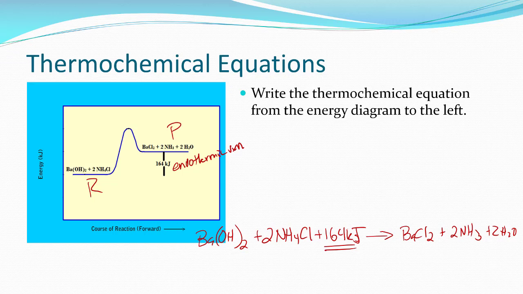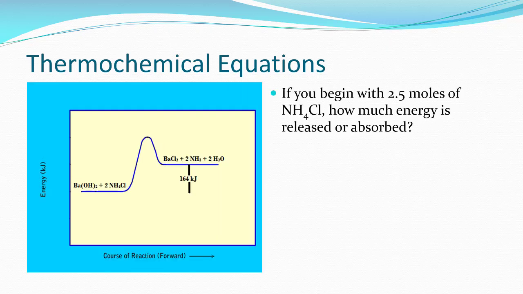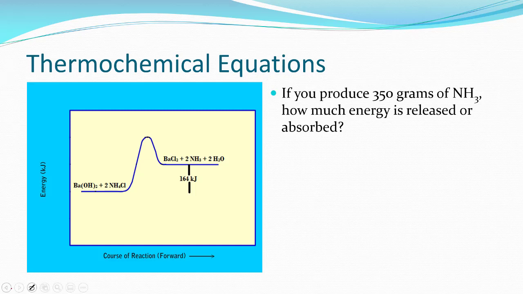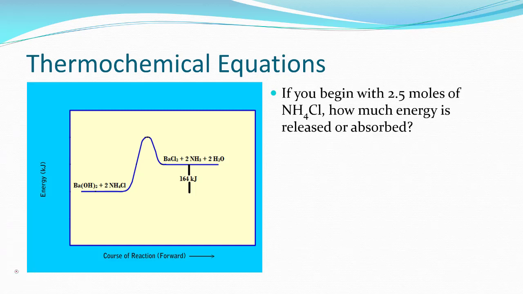So now we're going to use this thermochemical equation in order to answer a couple questions. Okay, so our first question is, if you begin with 2.5 moles of ammonium chloride, how much energy is released or absorbed? Well, we already know that it's going to be absorbed. Okay, I keep making that error every single time. It's going to be absorbed. So we start with our 2.5 moles of ammonium chloride.